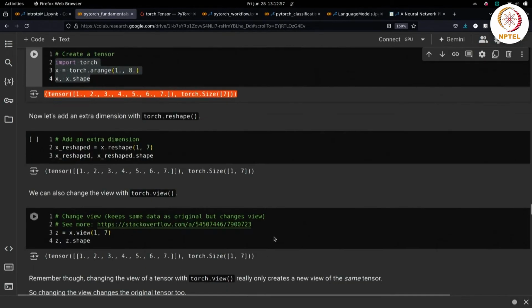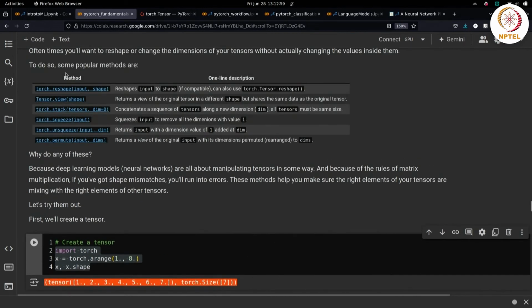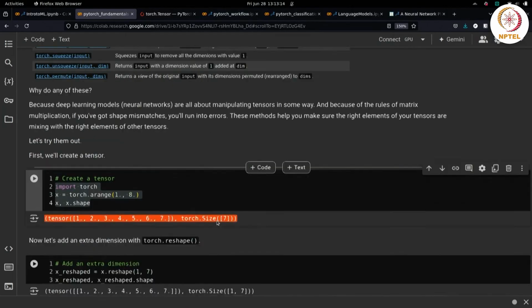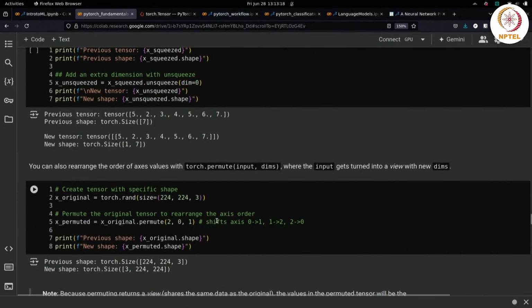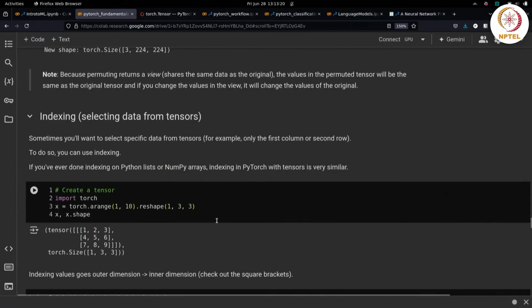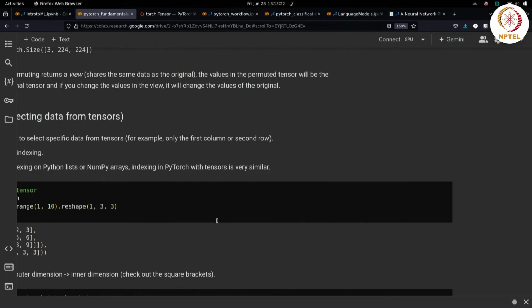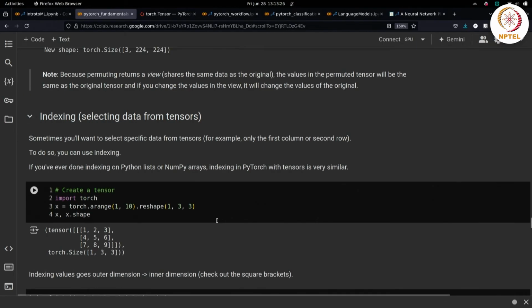There are a few more functions associated with this idea: reshape, view, stack, squeeze, unsqueeze, permute. You can look at the documentation for these and try to understand what they are used for and the underlying functionality they provide. But the basic essence is that you can use them to change the dimensionality of a tensor as per the needs of your network.